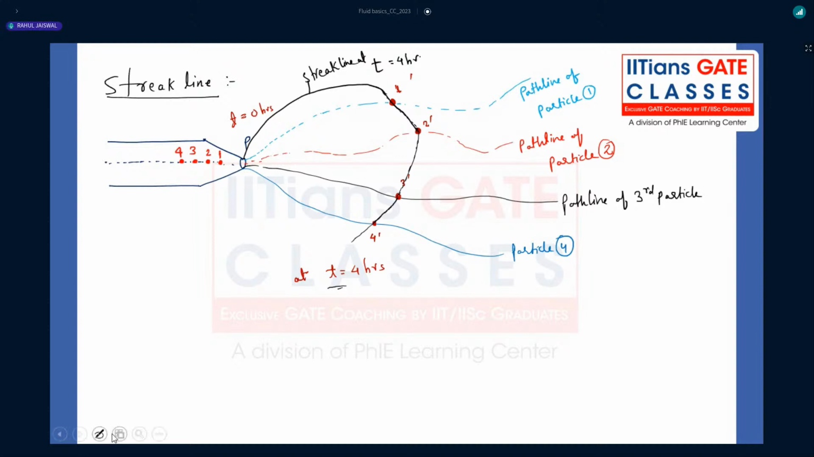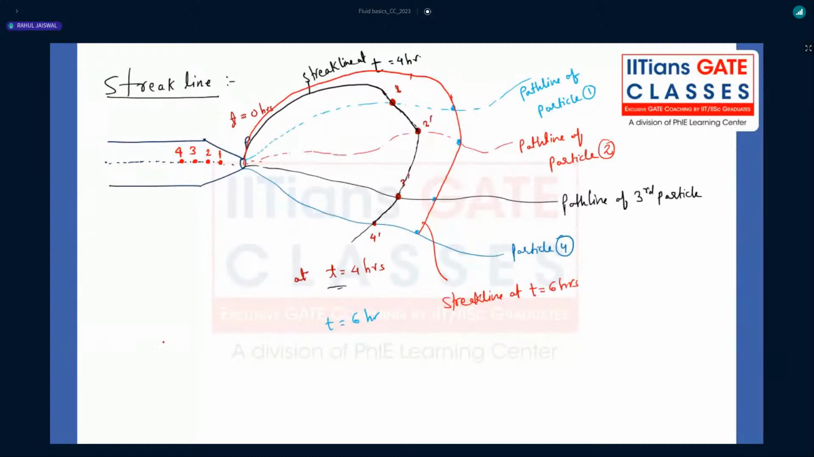If I ask you what is the position of the particles at time t equal to 6 hours, then it may be somewhere here, here, here, here. So we can draw all the particle positions from here to here, but we have to connect it with the starting point. So this red color is a streak line at time t equal to 6 hours.